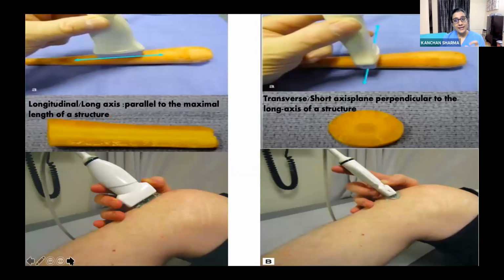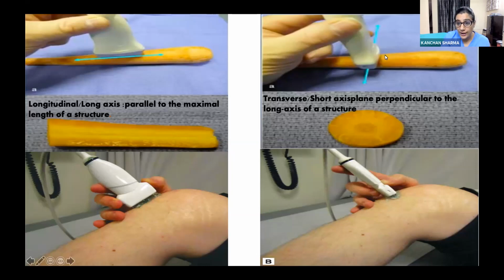Now, when I say axis, most of the time I'll be saying longitudinal axis or short axis. So you should understand what exactly that means. Suppose this is a carrot. When I say longitudinal axis, I'm cutting the structure in this way. When I say short axis, I'm cutting the structure in this way, fine? So this becomes the long axis, which is parallel to the maximum length of the structure.